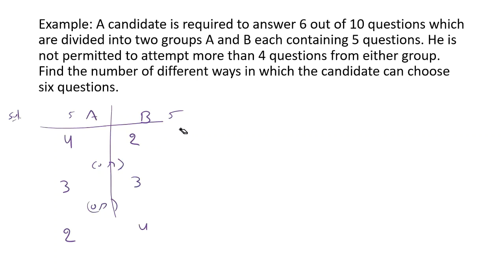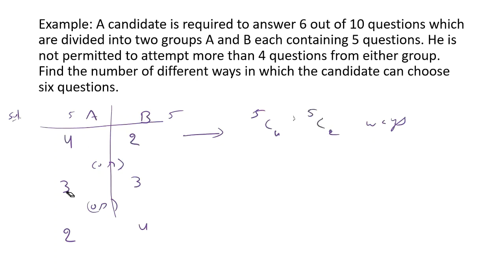Now this can be done in, so he can select 4 questions from group A and 2 questions from group B. He can select 4 questions out of 5 questions from group A in 5 choose 4 ways, and he can select 2 questions out of 5 questions from group B in 5 choose 2 ways. Therefore, he can select 6 questions from the question paper in 5 choose 4 times 5 choose 2 ways.